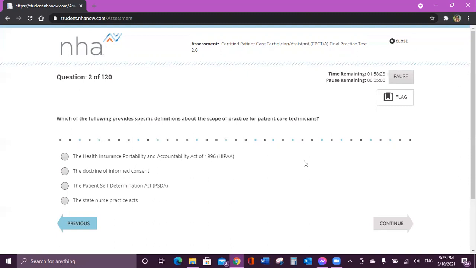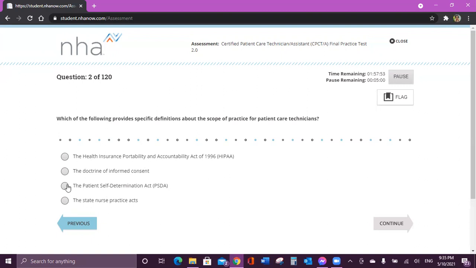Tú lo estás leyendo también, ¿verdad? Sí, ajá, que dice scope of practice. Which of the following provides a specific definition about the scope of practice for a patient care technician? ¿Cuál tú crees que es? Yo creo que la D, la C.